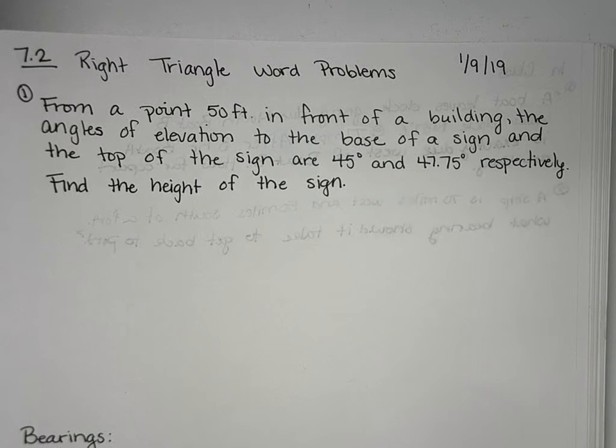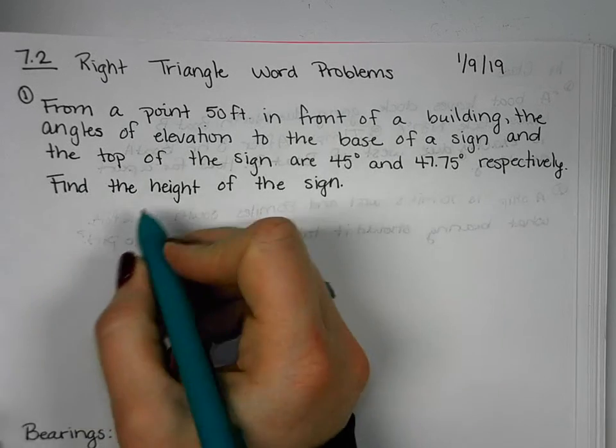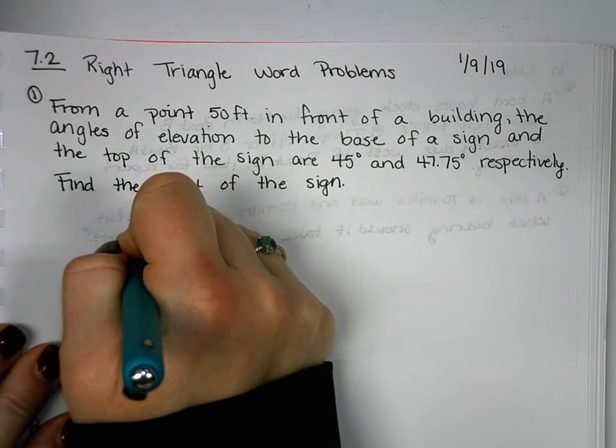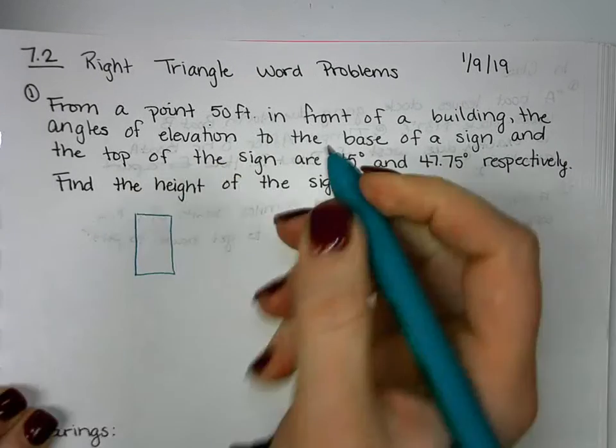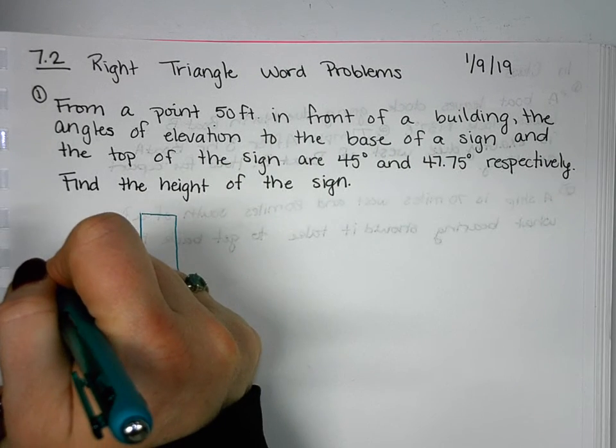So let's start with 7.2. The first example here is a word problem. And so what I would do on a lot of these is just read them and figure out what my picture is going to look like. So from a point 50 feet in front of a building. Okay, so I need a building. And I need a point 50 feet away.